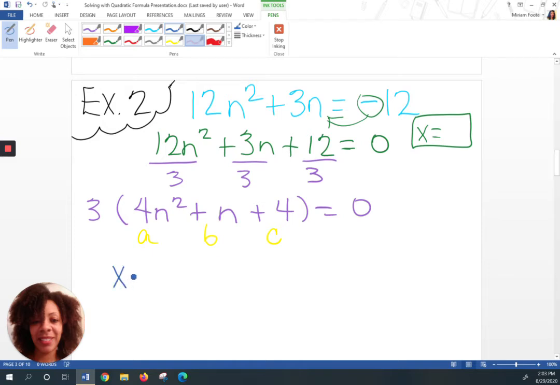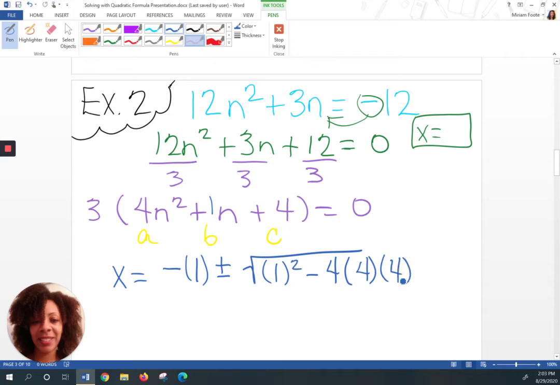x equals negative b, in this case is 1, even though you don't see it, plus or minus square root of 1 squared minus 4 times a is 4, c is 4. And everything just happens to be positive. That's why there's a positive here, but the negative comes from the actual formula. 2 times a, and this time a is simply 4 because you took out the greatest common factor.